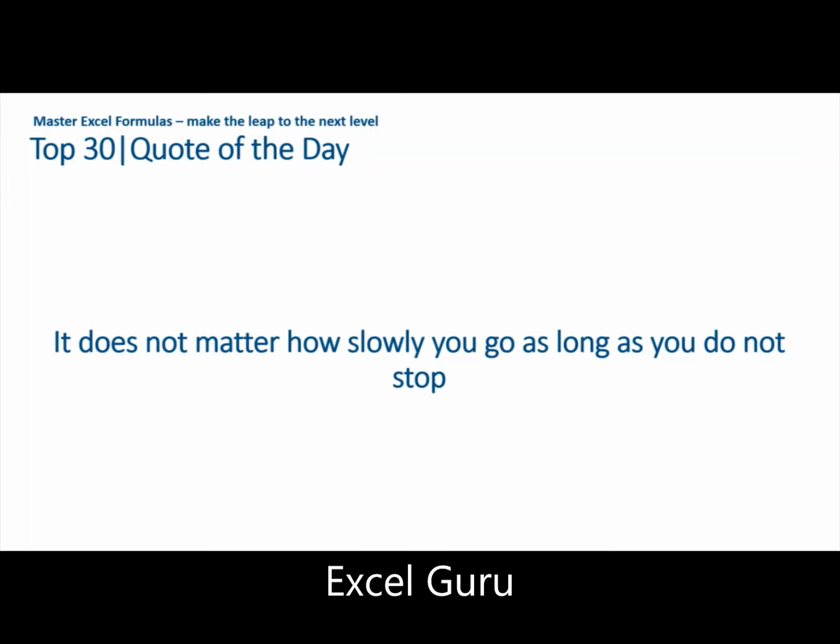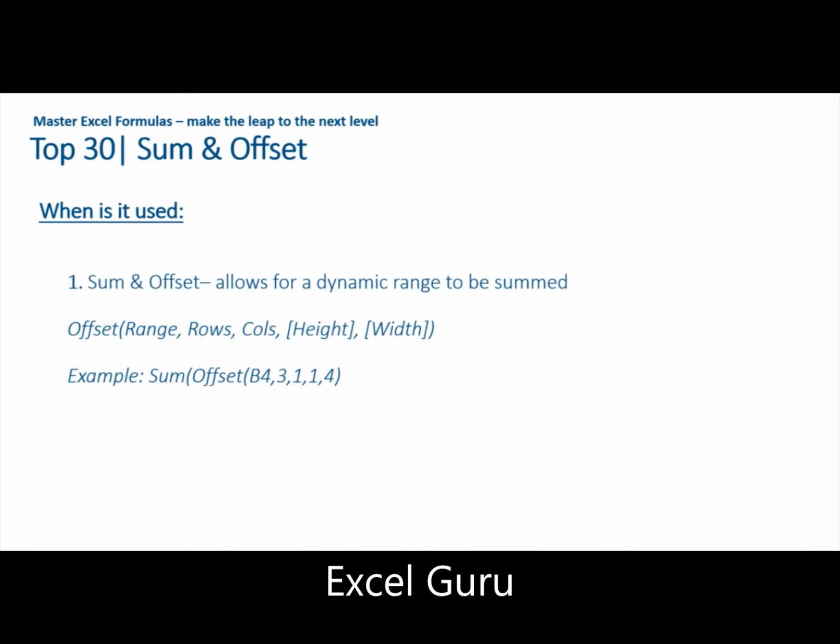So starting with the first set of formulas, this is the SUM and OFFSET. This is more like a combination, really, because OFFSET is a formula that usually goes with other functions such as SUM or AVERAGE. So what does it do? Basically it allows for a dynamic range to be, let's say, summed or averaged, etc.